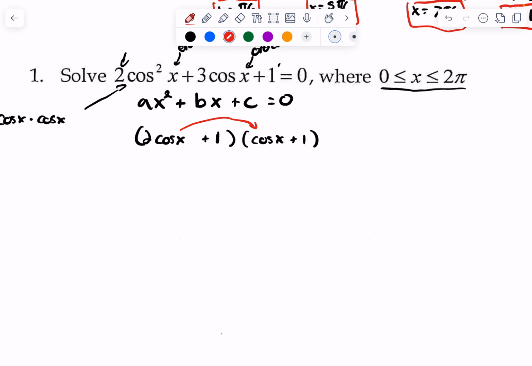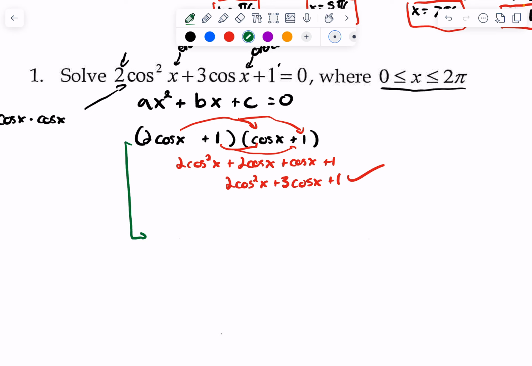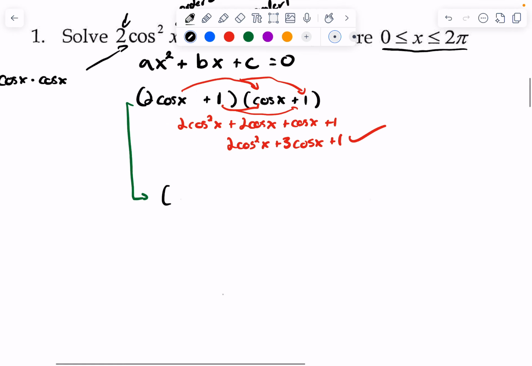2 times that cos x right there would give you 2 cos squared x. 2 cos x times that 1 right there gives you 2 cos x. 1 times this cos x right here would give you cos x. And then 1 times that 1 right there gives you 1. So you get 2 cos squared x plus 3 cos x plus 1. Perfect. So you factored it properly. So this is now the problem that we're dealing with. We are saying, okay, well, 2 cos x plus 1 times cos x plus 1. When does that equal 0?